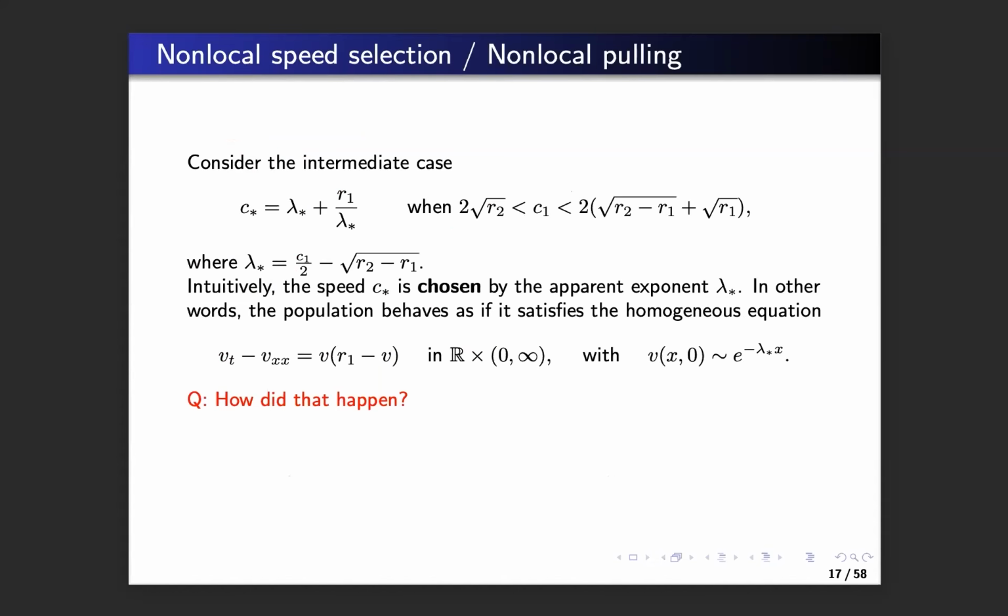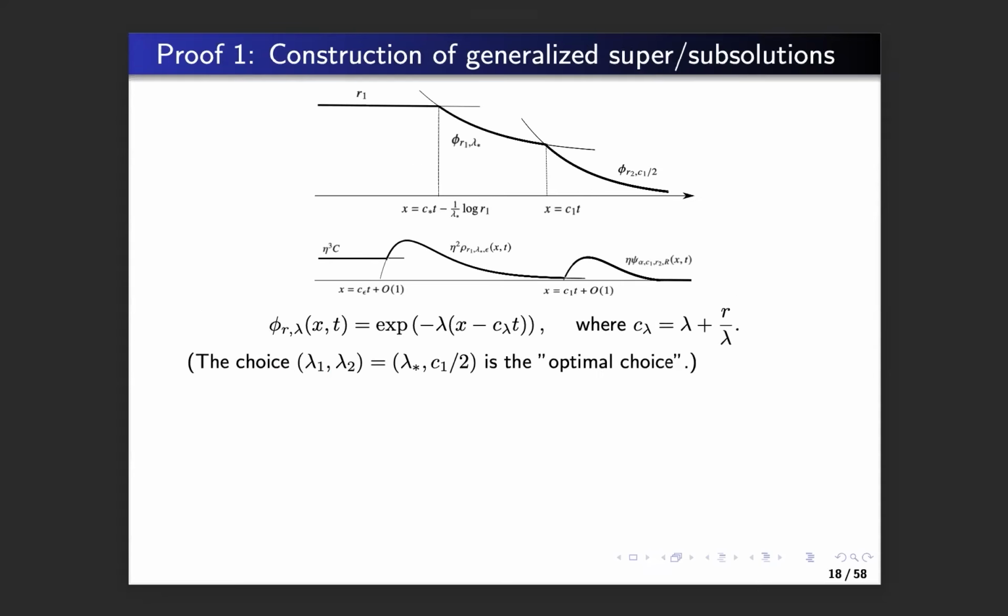Here, the speed written in this form is chosen by the apparent exponent. The initial data is still compactly supported, but apparently it resembles the spreading result in the homogeneous problem, but with an exponential decay in the data. One can look at it from a super-subsolution point of view. One can construct weak supersolutions using different exponentials, and subsolutions, if you do it carefully.